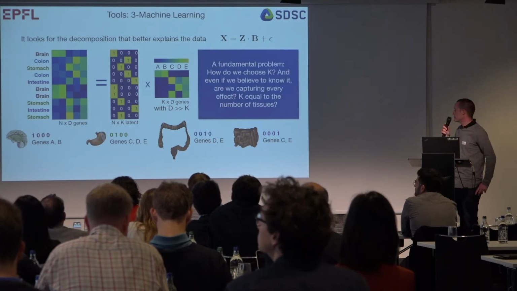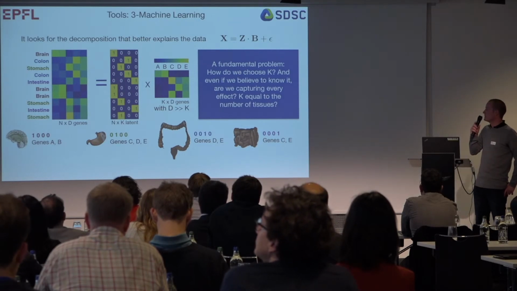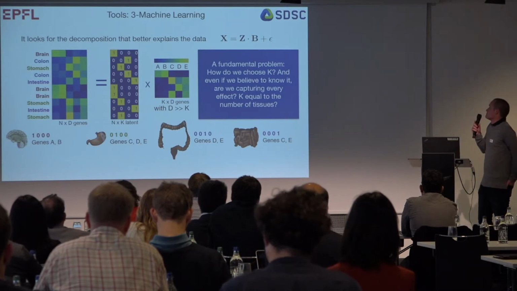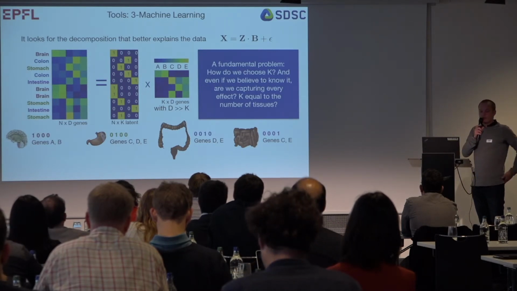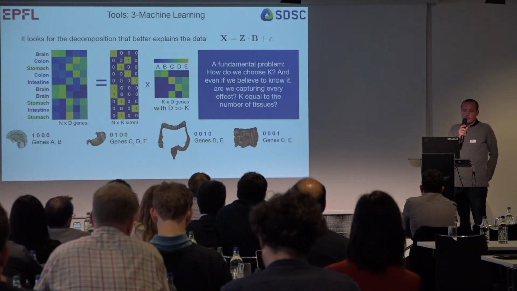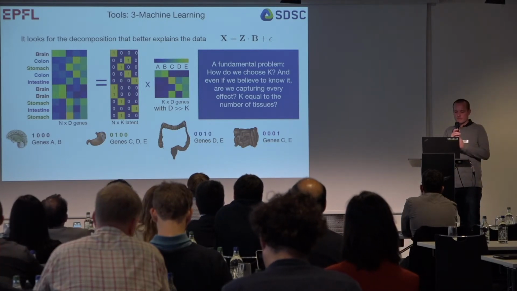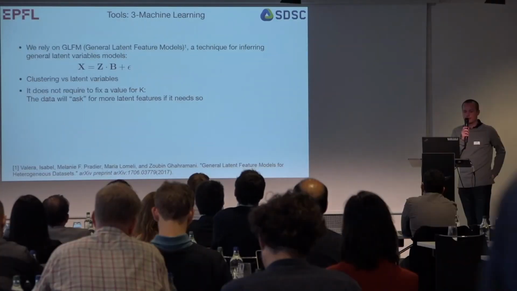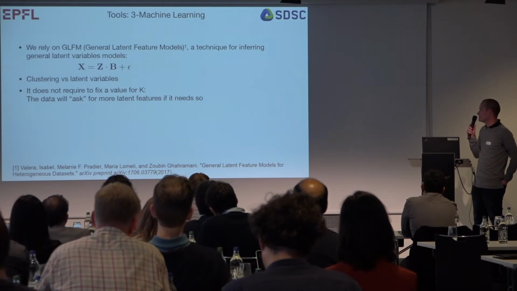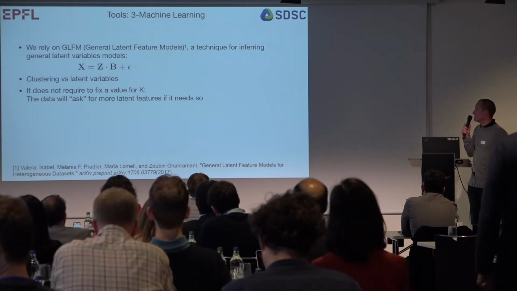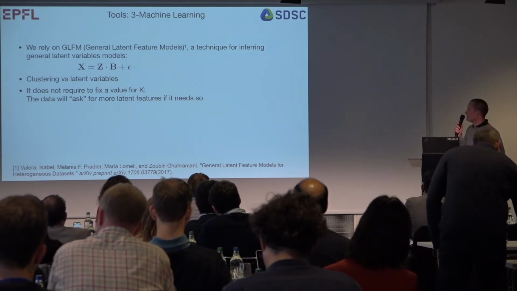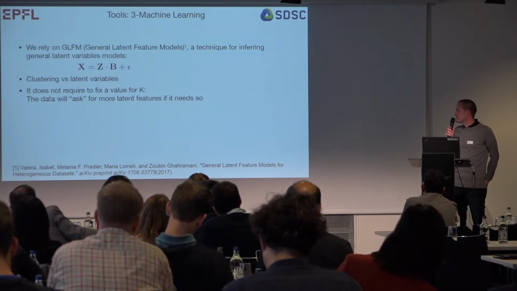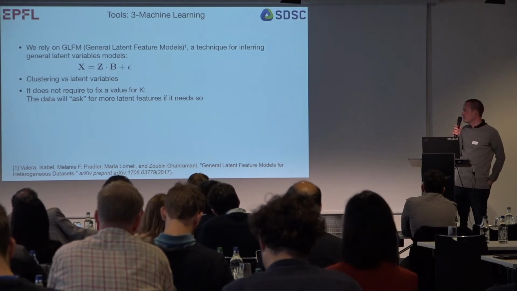So this is a nice approach, but as you might have realized, it has one problem: how do you set the number of latent variables there? We could choose to say, well, as many as the tissues, but then we could lose some granularity, or we could put too many. So a good solution for that is to use general latent feature models, also known as GLFM. This is a technique that's very nice to infer these latent variable models, and it has the nice property that it does not require fixing a specific value for K.